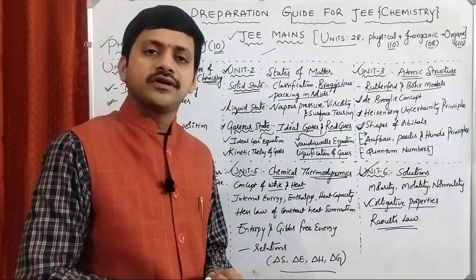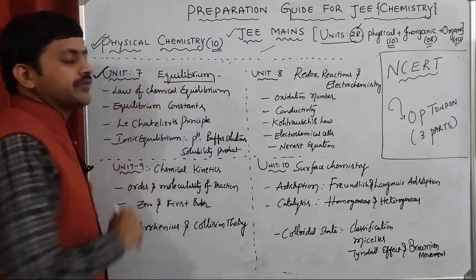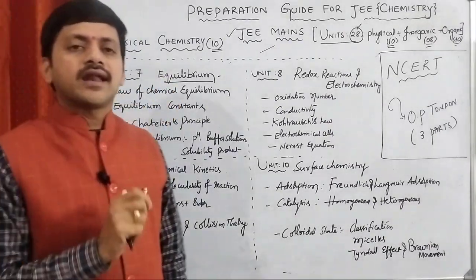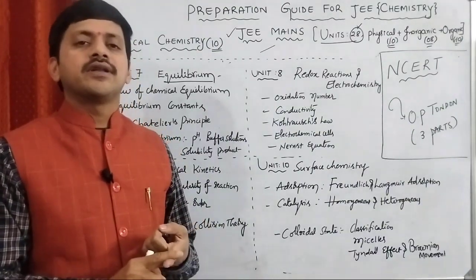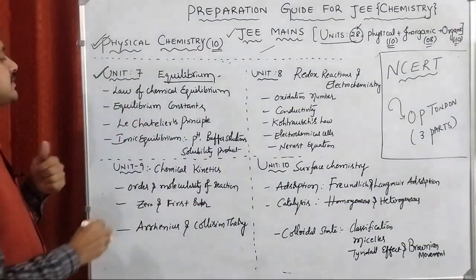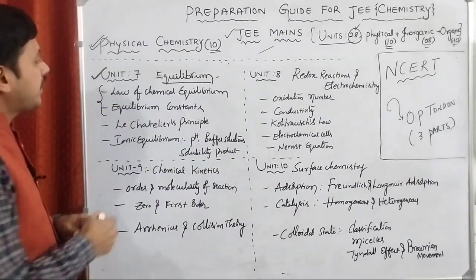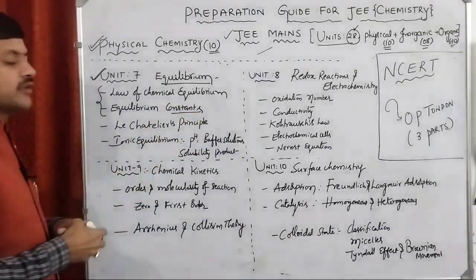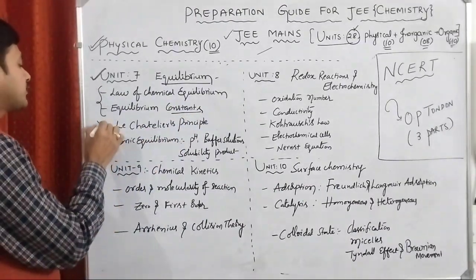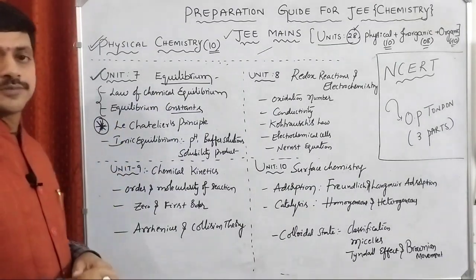Okay, this is about unit 6. The next unit is equilibrium. In equilibrium, we have two portions: chemical equilibrium and ionic equilibrium. As far as chemical equilibrium is concerned, you need to look at the law of chemical equilibrium and the equilibrium constants, followed by one of the very important concepts, Le Chatelier's principle.